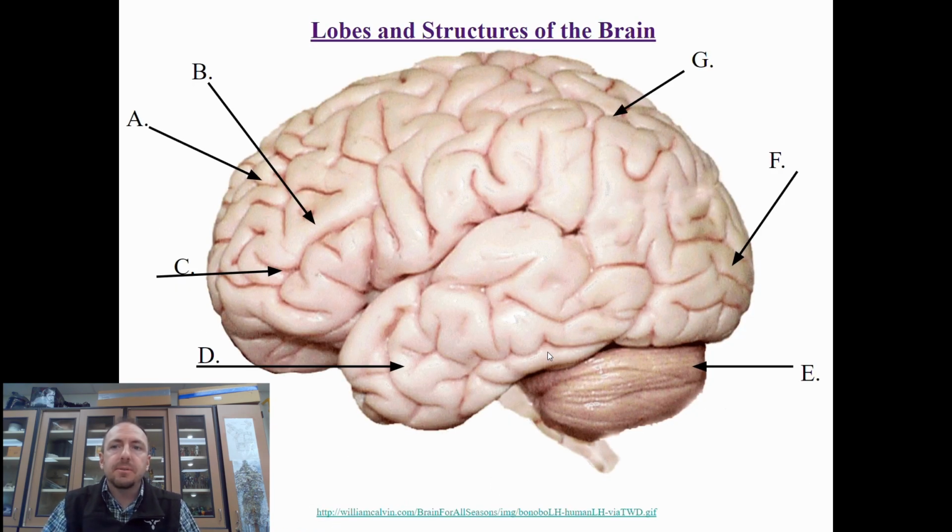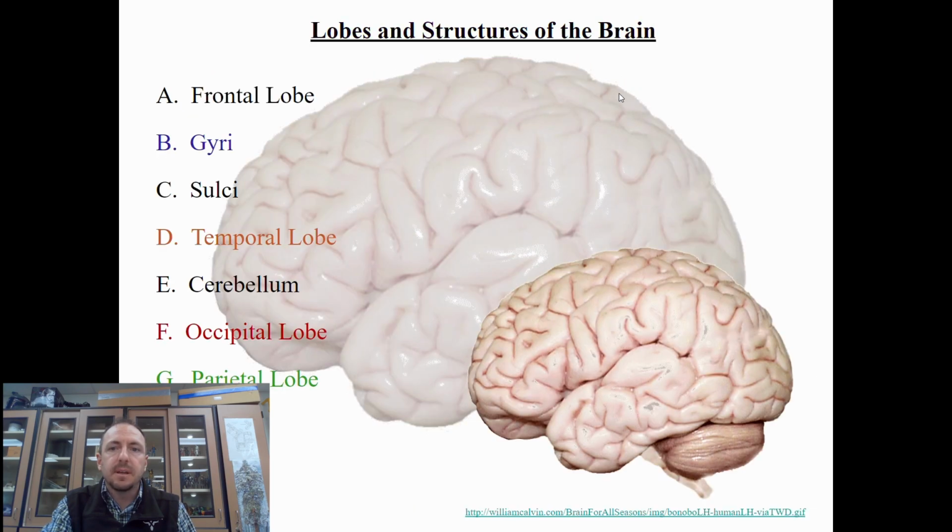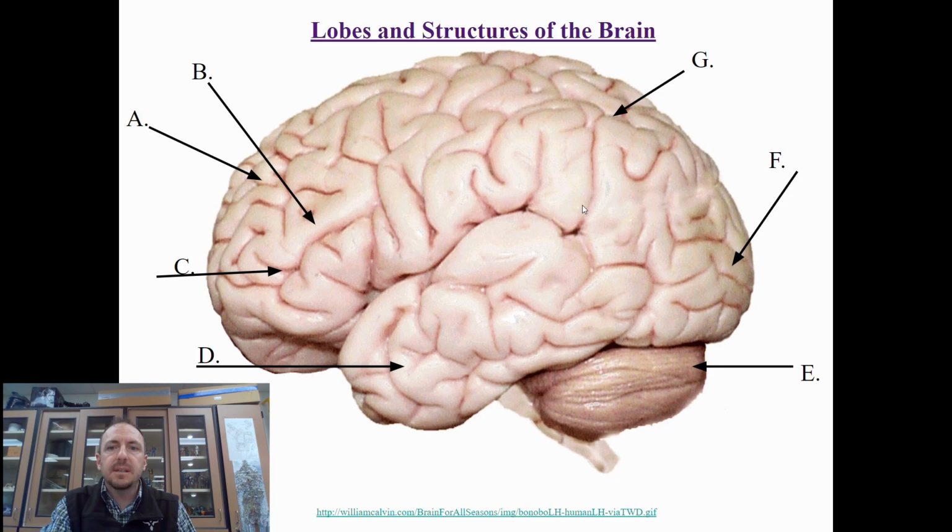Okay, so I want you to just look at this brain and look at the letters and review to yourself what these things are. You can pause the video if you want and quiz yourself. So A, right here, B is this raised ridge, C is this valley here, D is this lobe here, G is the parietal, oh, I gave you the answer. G is this back lobe here, F is this lobe right here, and E is this structure down here.